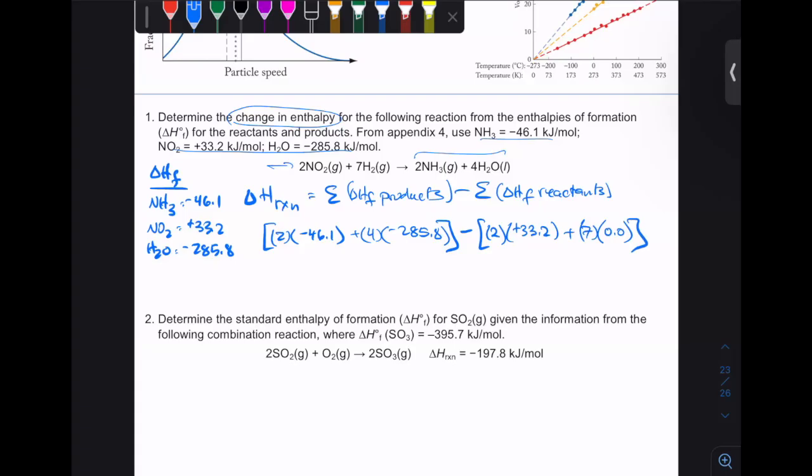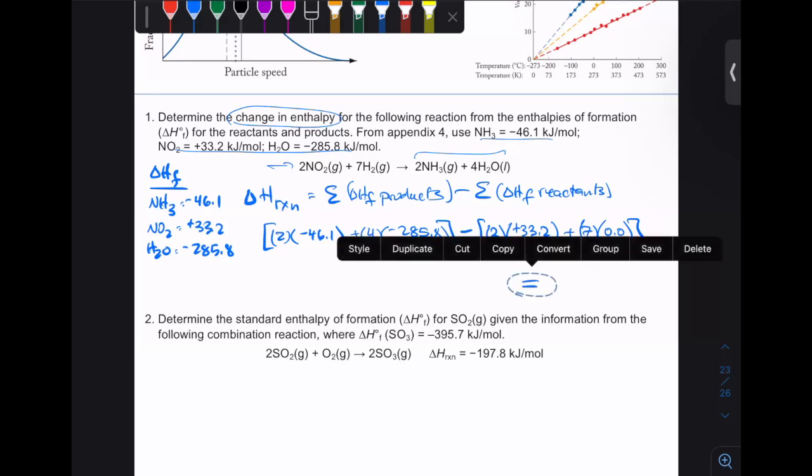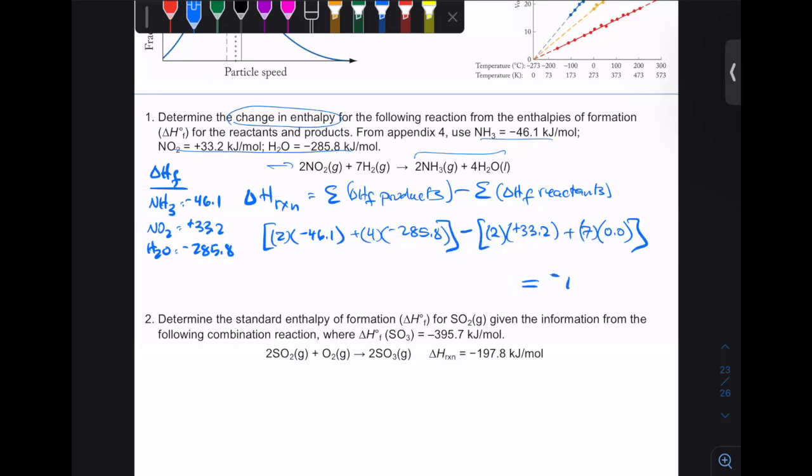Okay, and that's the setup. The rest of it is just algebra. The rest here, I'll just challenge you to make sure that you can use your calculator the right way. When I did this back in my office, the answer I got was negative 1301.8 kilojoules per mole.